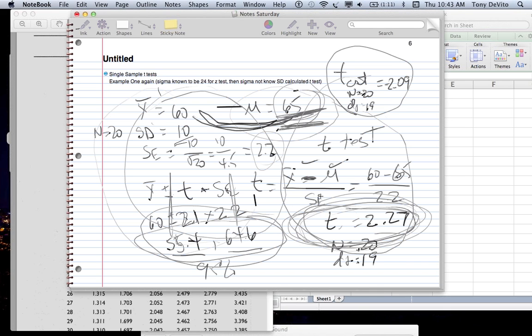But you're absolutely right. It would have been a negative number, and I would have been comparing its absolute value to 2.09. In other words, is it further away from zero on that side of the distribution? Okay, but you're right.